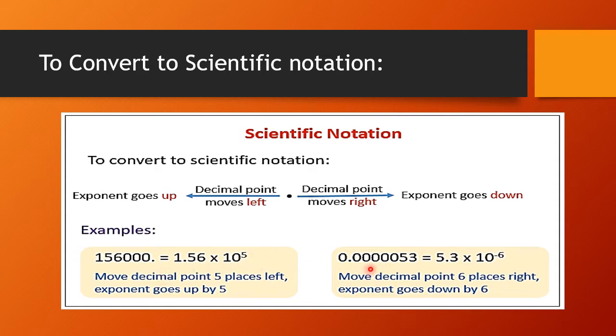In this exercise, we will move the decimal point to the right. How many places? Let's count. 1, 2, 3, 4, 5, 6. I will move the decimal point 6 places to the right. So it will be 5.3 times 10 power -6.